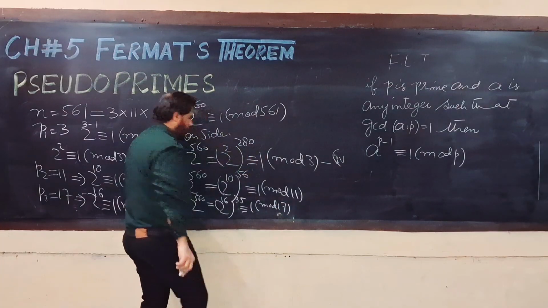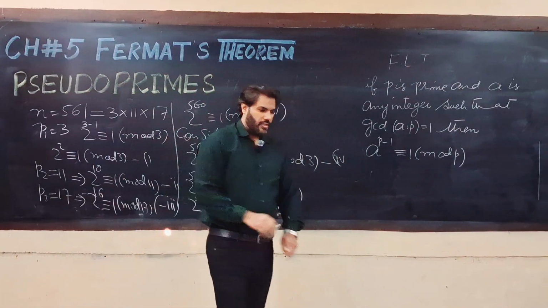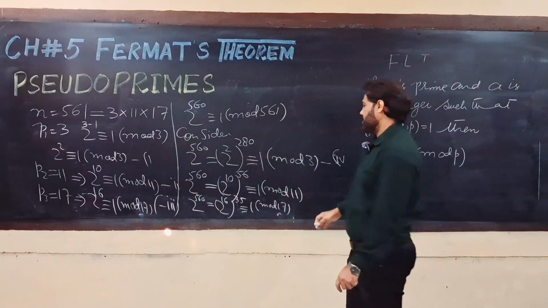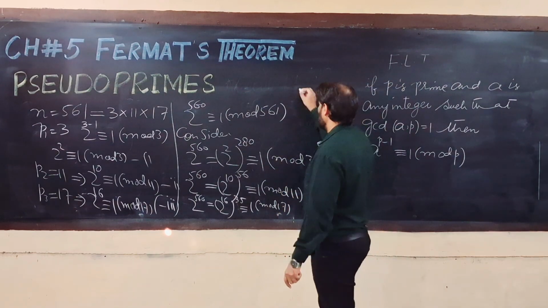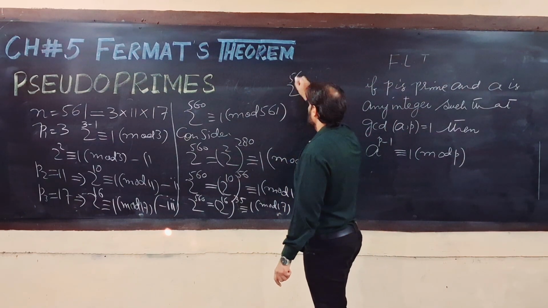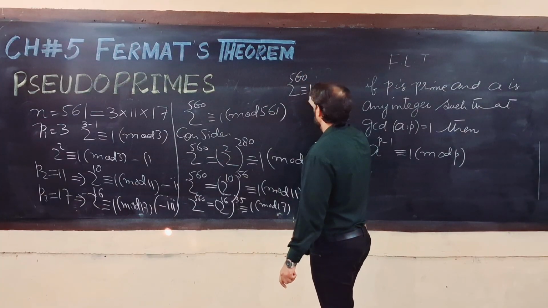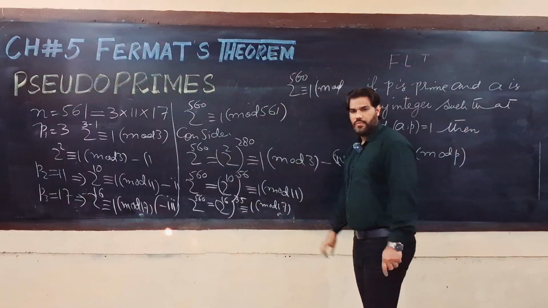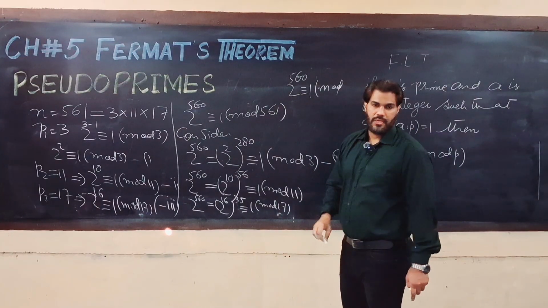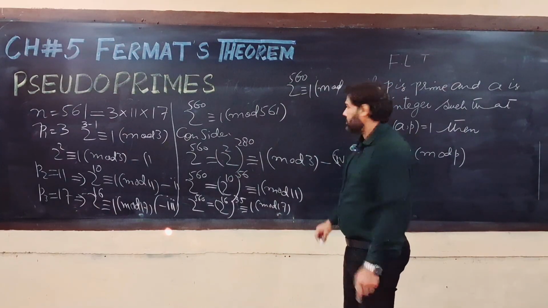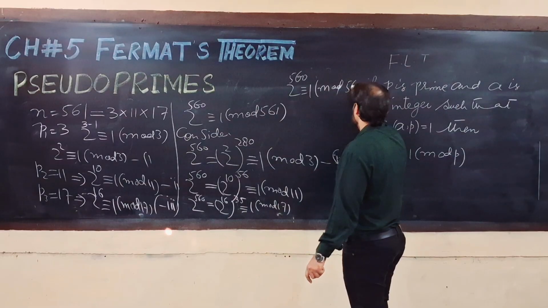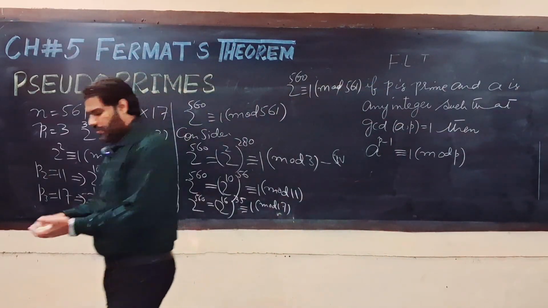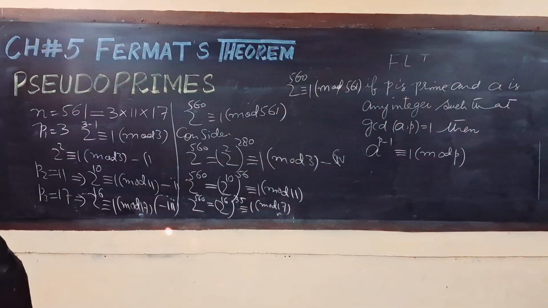So again, using the corollary that I have discussed, in each case 2 raised to power 560 is congruent to 1. So finally we can say that 2 raised to power 560 is congruent to 1 under modulo the LCM of 3, 11, 17. Because each of the moduli is a prime number, their LCM will be just their product, so this is equal to 561. So this shows that 561 is also a Fermat Pseudoprime for base 2.